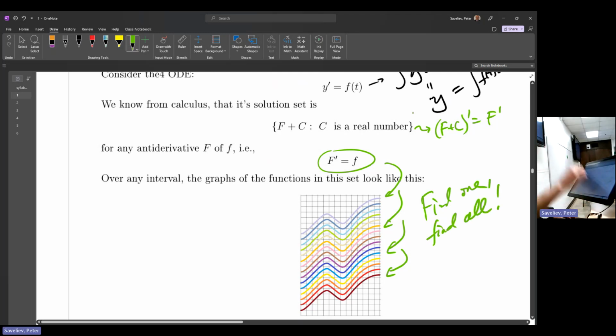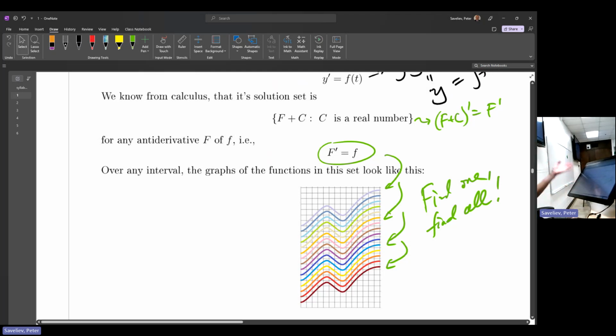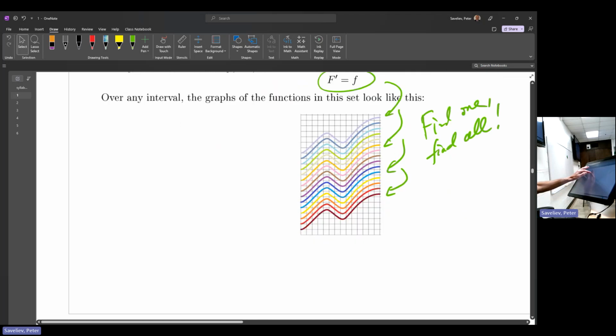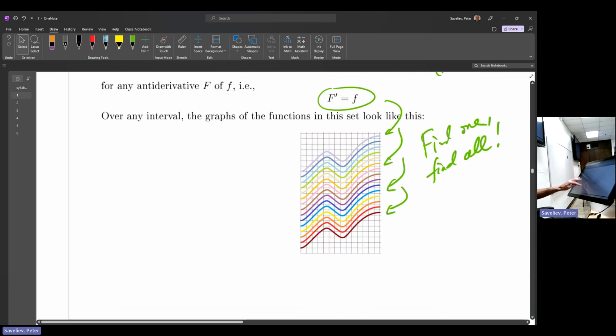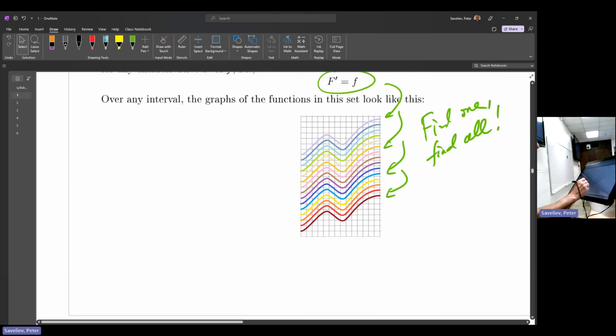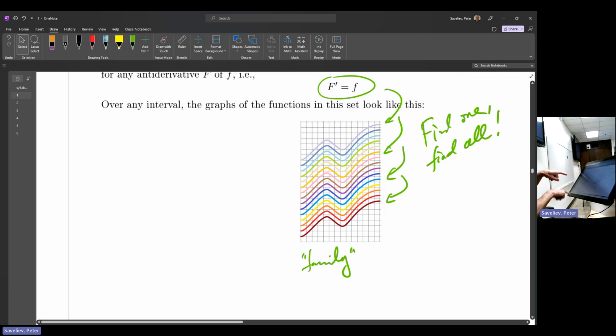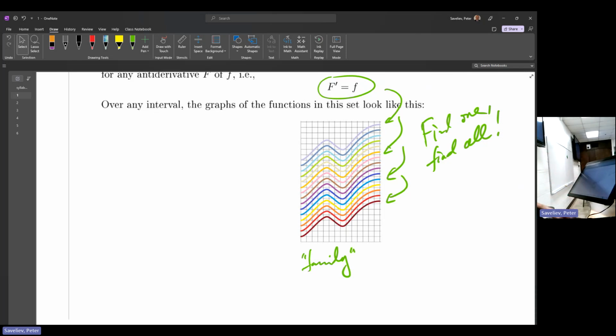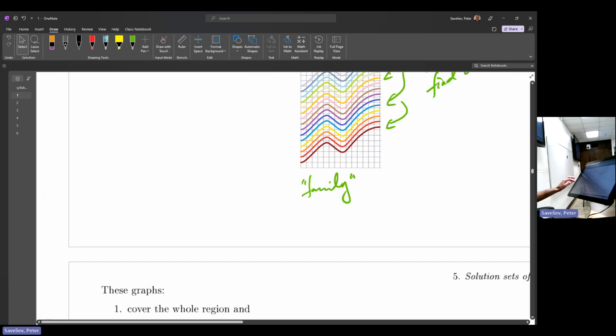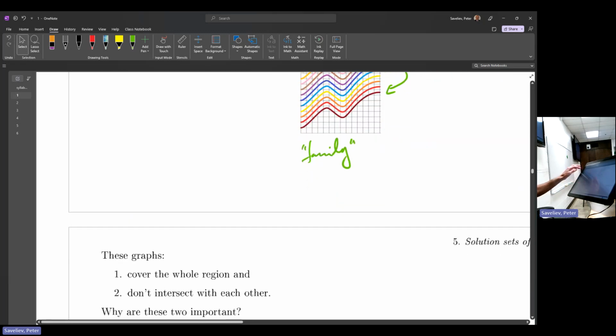That's what makes calculus 1, 2 still manageable, and that's not going to be as easy anymore. But in this case, that's the idea. What we end up with is a family of solutions. Why so? Because they're not random. They're connected to each other in a non-random fashion, closely related to each other. Because of the shift, the shape is exactly the same. But also, these are the two important things: these graphs cover the whole region, but do not intersect each other.